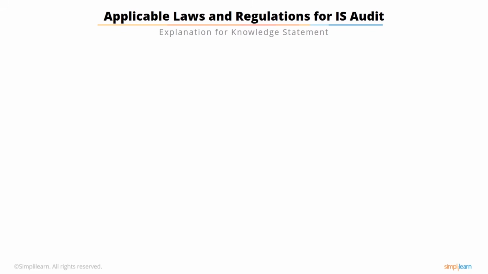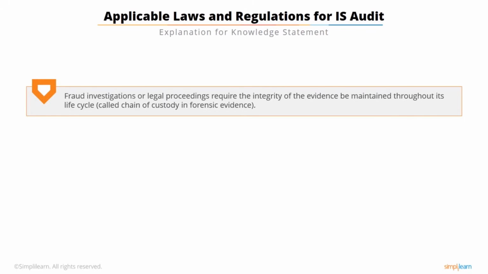Certainly that won't occur in every audit, but if you routinely conduct information systems audits, it seems a guarantee that you will eventually uncover fraud. For this reason, fraud investigations or legal proceedings require the integrity of evidence be maintained throughout its life cycle. This is called chain of custody in forensic evidence. So for this reason, your audit needs to be conducted assuming there might be evidence of fraud or something criminal that will have to be presented in a court proceeding. Put another way, you need to handle your audit as if you were gathering evidence for court and make sure you've maintained things like chain of custody. Now don't be too concerned about that at this point. There are later lessons and knowledge statements that will give you some general knowledge of forensics.